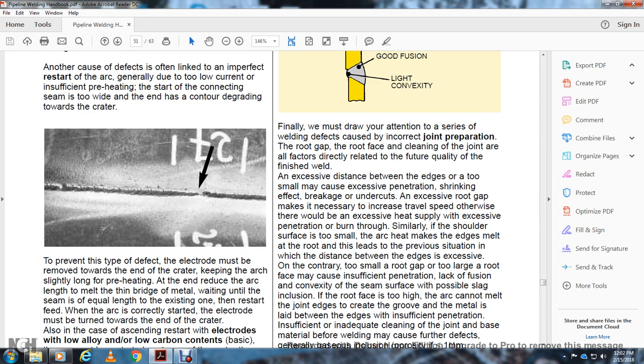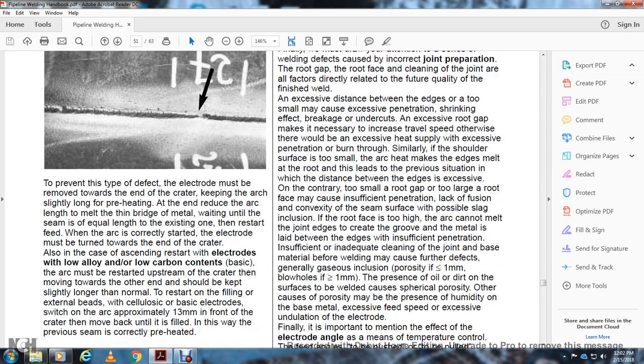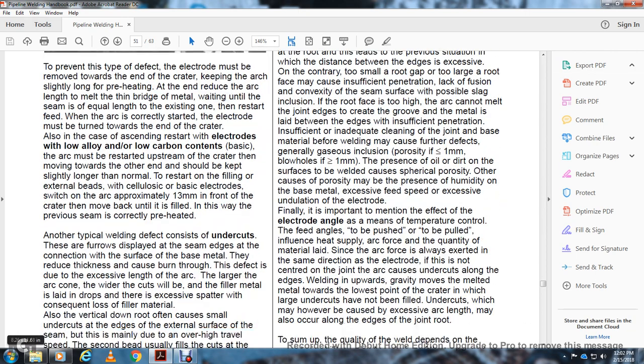Also, the restart setting with low alloy, low carbon electrodes at the crater is the basic one. The arc must be restarted upstream of the crater, moving the torch to the other end of it, and should be kept slightly longer than normal. Starting the filling with the external cellulosic basic electrode, start switching approximately 13 millimeters in front of the crater to move the unit until it is filled. In this way, the previous seam is correctly preheated with another typical weld.